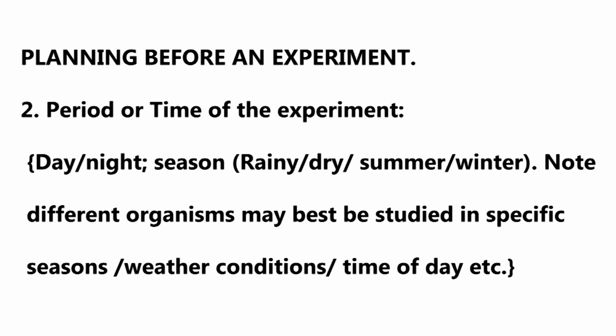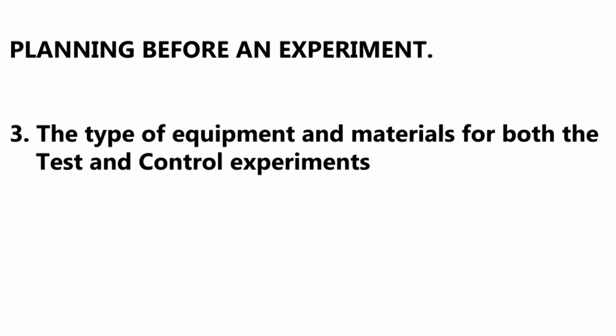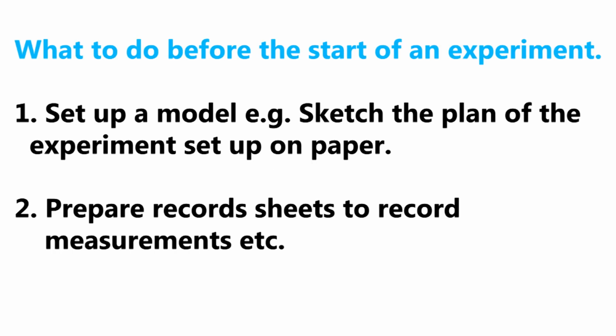And then you have to consider, before the experiment, the type of equipment and material to use as control and test experiments. And what to do just before the experiment is to plan to set up a model of your experiment. Set up a model or sketch the plan of your experiment on paper. And then prepare record sheets to record your measurements.